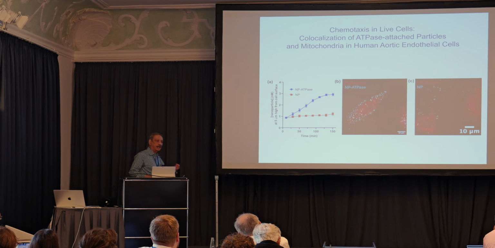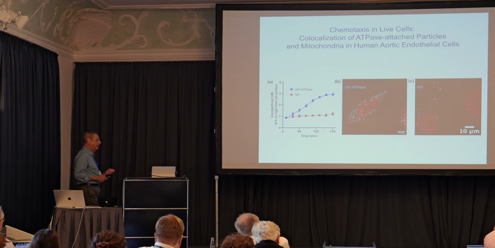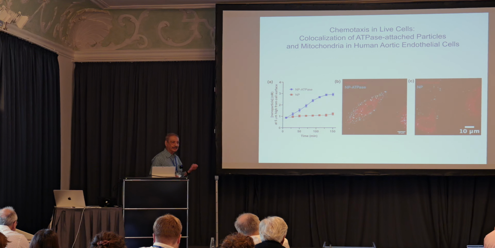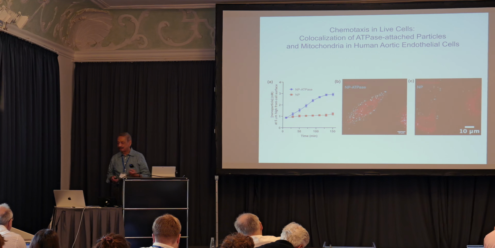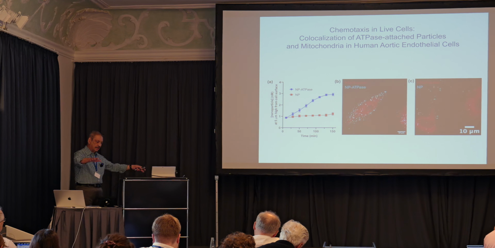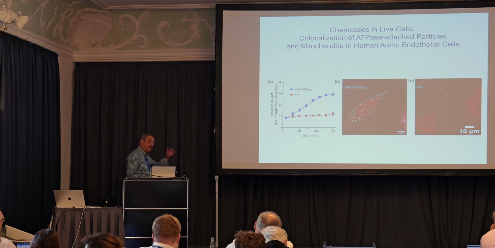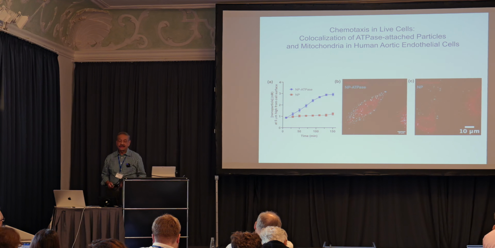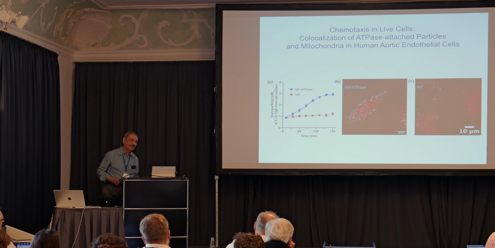So mitochondria. Every cell has mitochondria. The function of mitochondria is to produce ATP, and so it secretes ATP. This ATP goes to the rest of the cell, and some of it is secreted outside the cell. So we then took 100 nanometer particles and functionalized them with ATPase enzyme, for which ATP is the substrate.